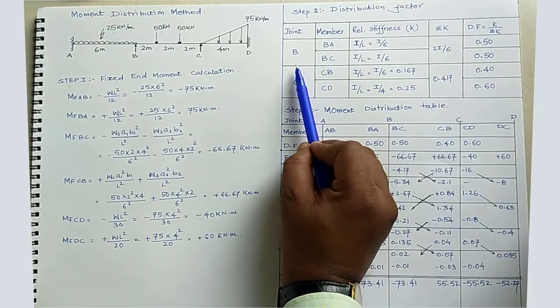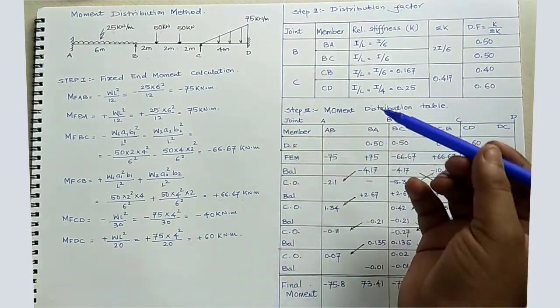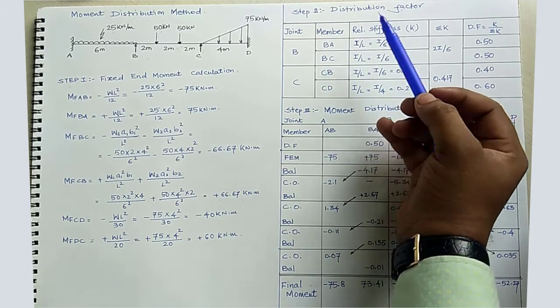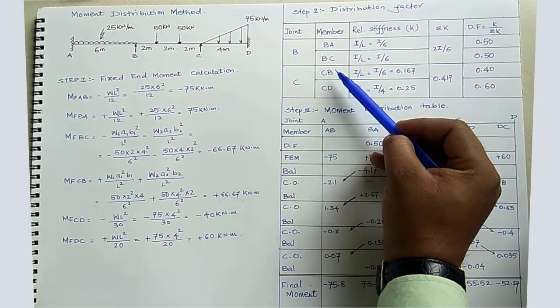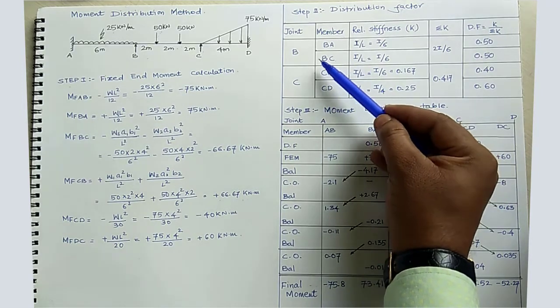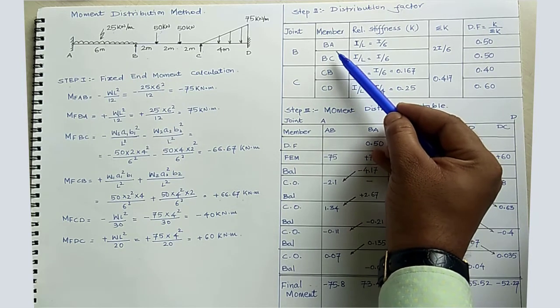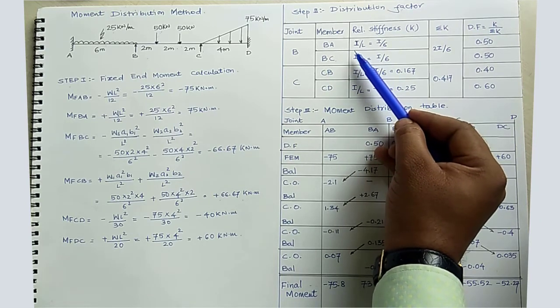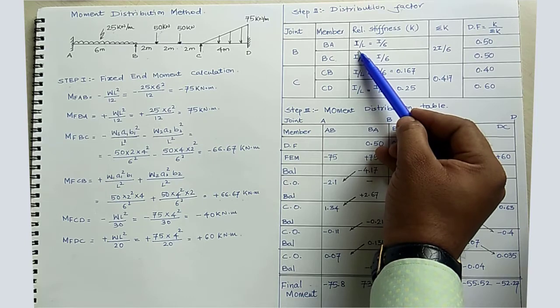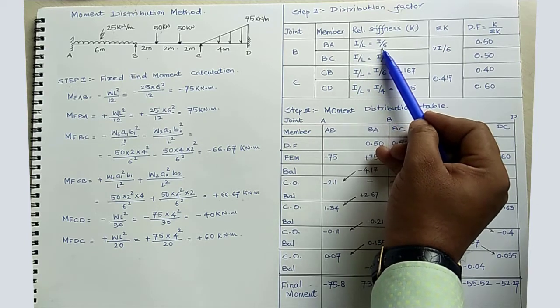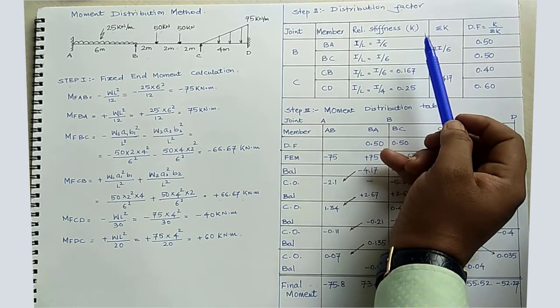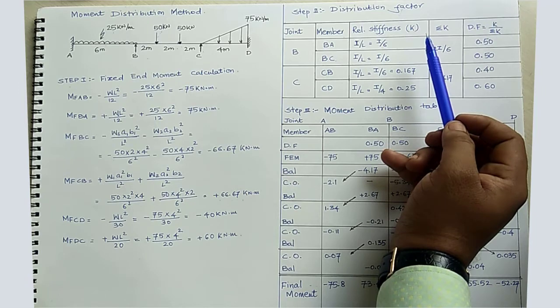Now joint B and joint C are there in the numerical. Joint B has two members, BA and BC, and joint C again has two members, CB and CD. For joint B, for member BA, A is the far end and it is fixed, so the relative stiffness of the BA member is I by L. The value of L is 6 and the value of I is 1, so it is I by 6 or I into 1 by 6. So the value is 0.167 I.